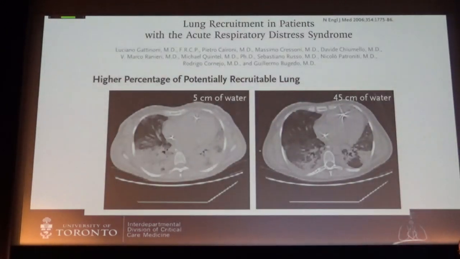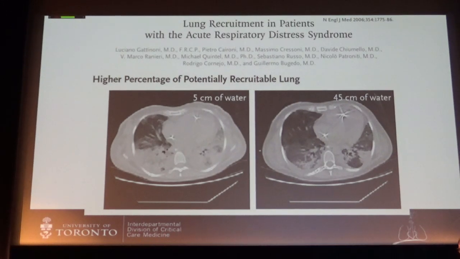But again, heterogeneity of treatment effect. This Luciano Gattinoni paper in the New England Journal 2006 is instructive when you look at who's recruitable and who's not. In this study they simply took the patient to the scanner, did a scan at 5 centimeters of water PEEP, put the PEEP up to 45 centimeters of water and rescanned. And they divided the patients according to how much recruitment there was.